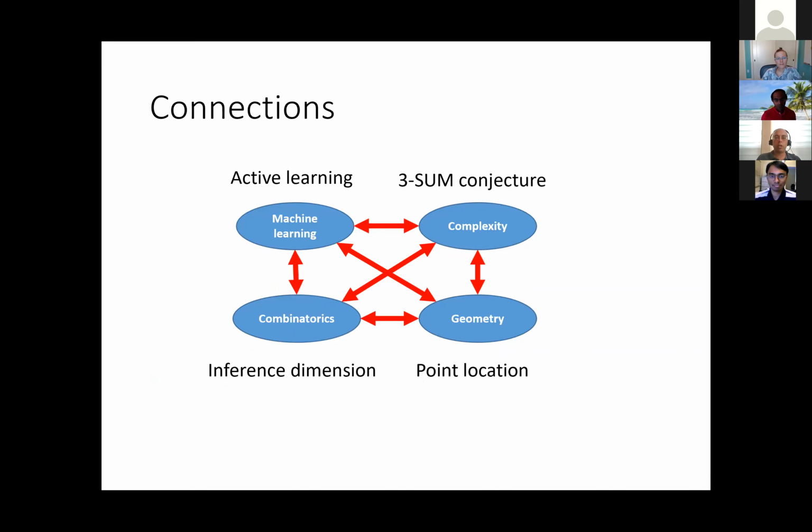So what I showed here is this point location as a way of connecting problems in different areas. Starting from problems in computational discrete geometry, connections to machine learning, active learning. We've seen this inference dimension as a way of analyzing these problems when we allow a richer type of queries. And we've seen how this allows us to understand questions in fine-grained complexity, like 3-sum.